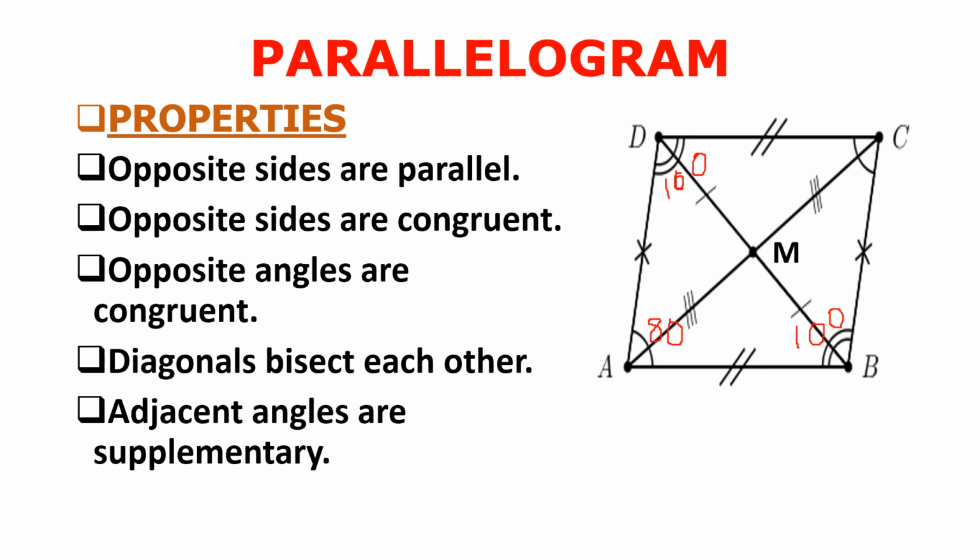Now what about angle C? Angle C is opposite to angle A, and we learned in the third point that opposite angles are congruent. So if angle A is 80, obviously angle C also will be 80 degrees. From angle A I got angle B, which is 100, angle D, and angle C as the opposite angle, congruent, 80 and 80. So if you know one angle, you can know all the angles. Simple as that. I hope this is clear. Let me rub it off.